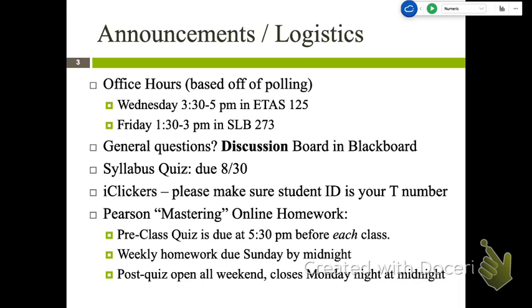Our online homework, remember, has 3 components. Before every single class, the entire semester, there will be a pre-class quiz. It's due at 5:30. Today is the only pre-class quiz that has a possibility to be turned in late. Any ideas why I normally don't allow those to be late? Philosophically, why would I not allow those to be turned in late? What's the purpose of the pre-class quiz?